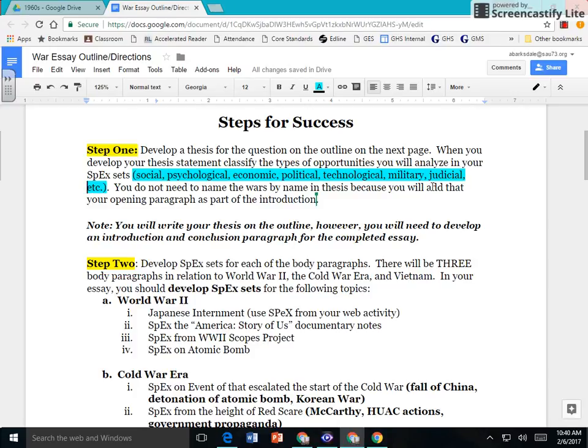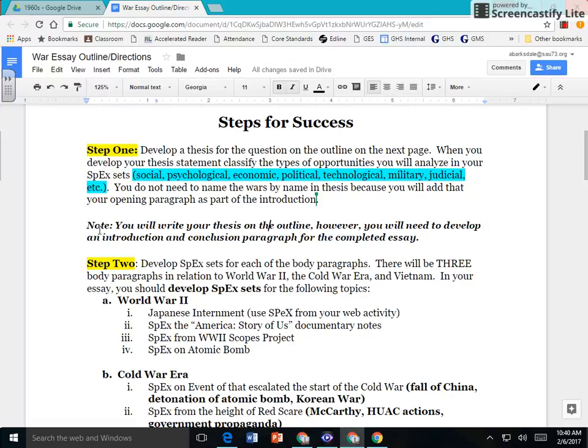Okay. I do specify that you do not need to add the names of the wars to your thesis. You do need to add your classification and your positive or negative, but you do not need to add the names of the wars because you will add those as part of your proof statements when you go to write the rest of your introduction. So that's step one: finding evidence, classifying evidence, determining if it's positive or negative, and then moving from there.